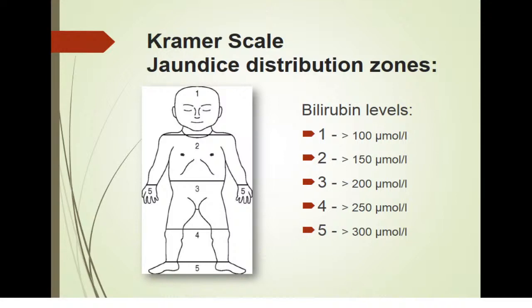If all 4 zones are yellow, without feet and hands, approximately 250 micromole per liter. If the newborn is all yellow, including the feet and hands, then the bilirubin level is 300 micromole per liter or more.